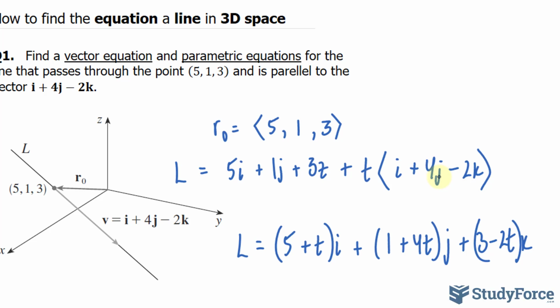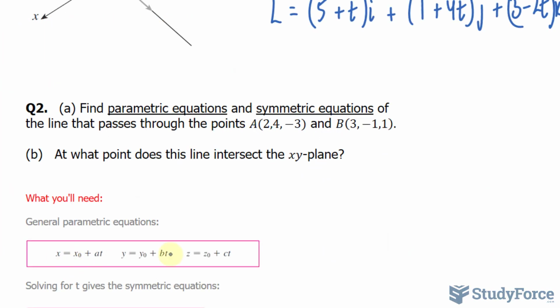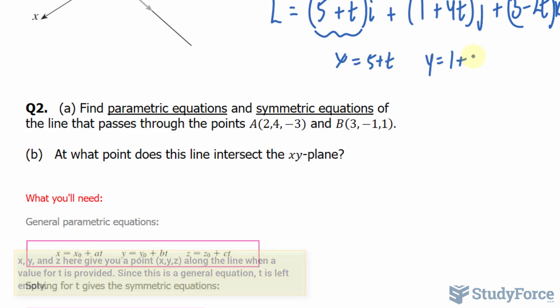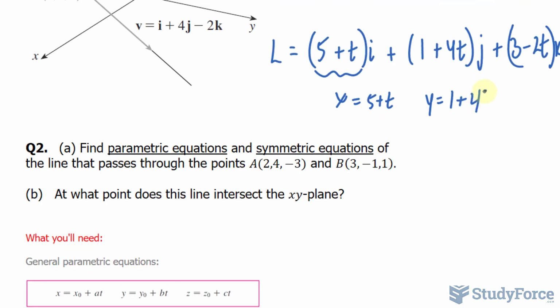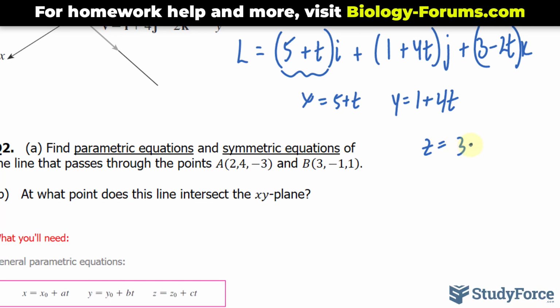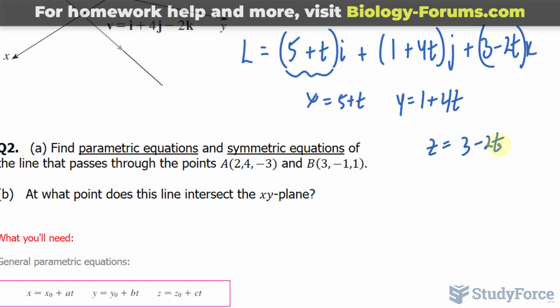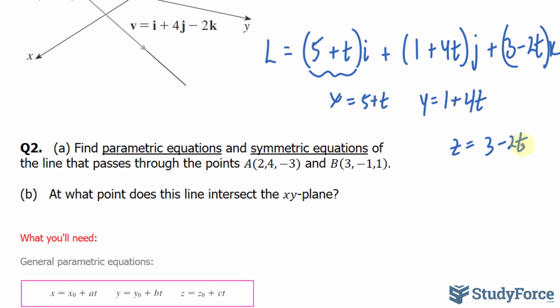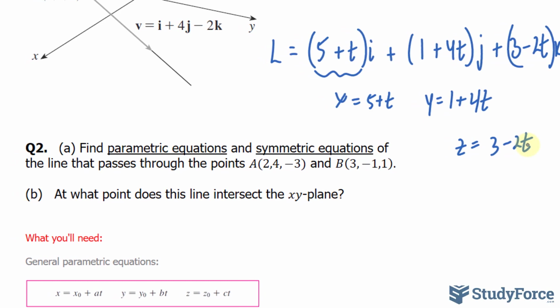The parametric equations, if you look underneath here, can be represented as x, y, and z. So this part right here is x. X is equal to 5 plus t. This part is y is equal to 1 plus 4t. And that is z. That's equal to 3 minus 2t. These equations are called parametric equations of the line L through the point given to us at the beginning and parallel to the vector also provided to us.